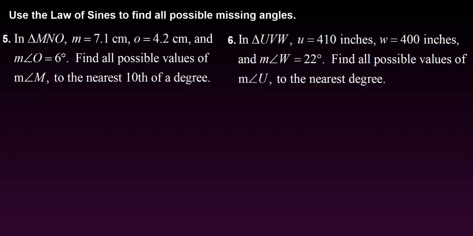All right, so it says use the law of sines to find all possible missing angles. In triangle MNO, the measure of M is 7.1 centimeters, O is 4.2 centimeters, and the measure of angle O is equal to 6 degrees. Find all possible values of the measure of angle M to the nearest tenth of a degree.